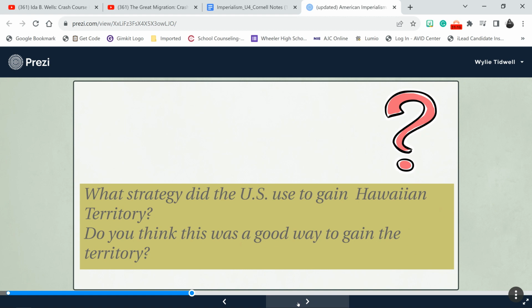What strategy did the U.S. use to gain Hawaii territory? Take a second to think about it, and I'm going to get a popsicle stick for someone to answer it. What strategy did the United States use to gain Hawaiian territory? Who? Kalani. What strategy did the United States use to gain Hawaiian territory? Somewhat opinion based, but what did they do?